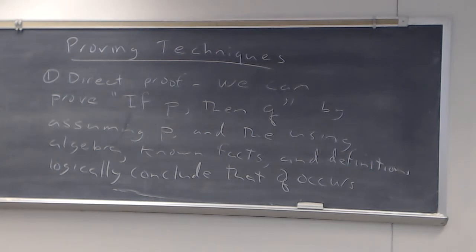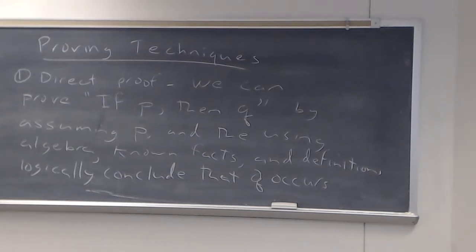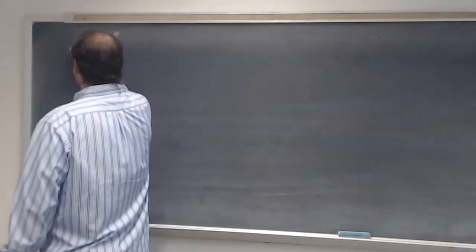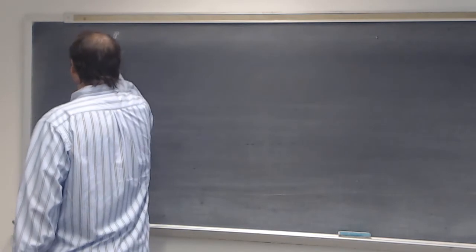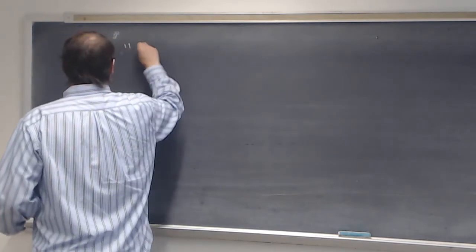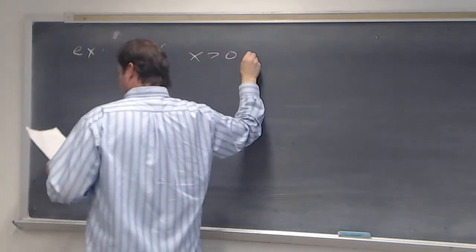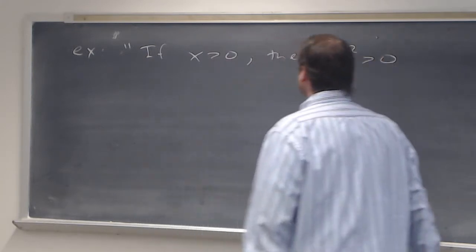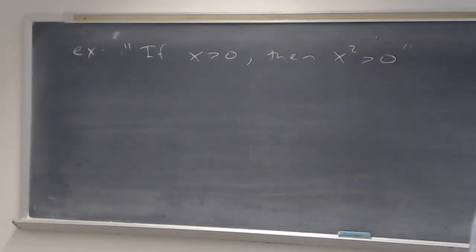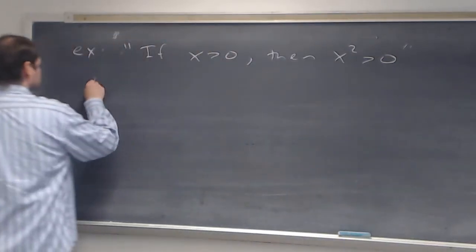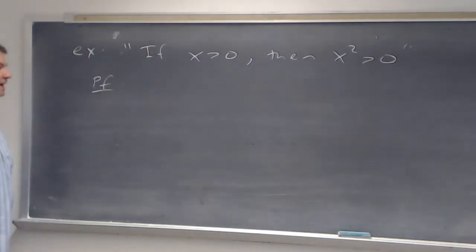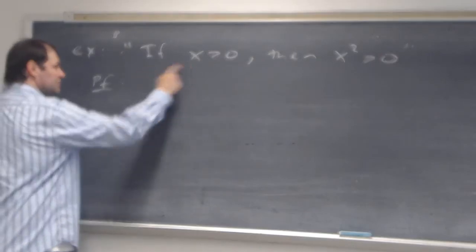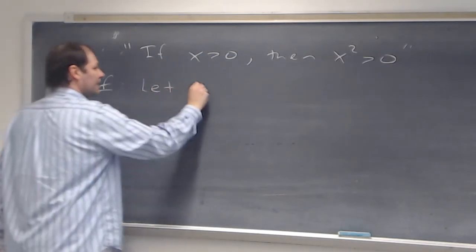And I'd like to do an example. Okay, so as an example, let us consider proving the fact: if x is greater than 0, then x squared is greater than 0. So I'm going to begin by indicating I'm proving this fact, and I'm going to do this directly by assuming the if part. So I'm going to let x be greater than 0.